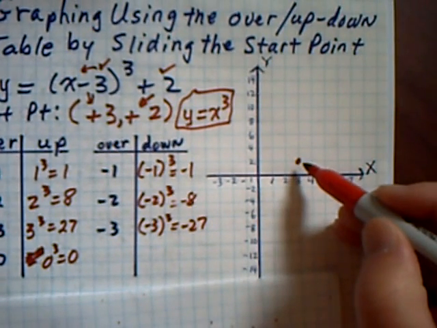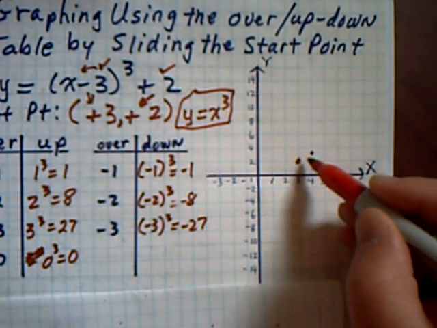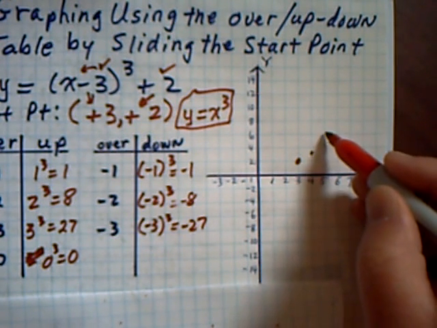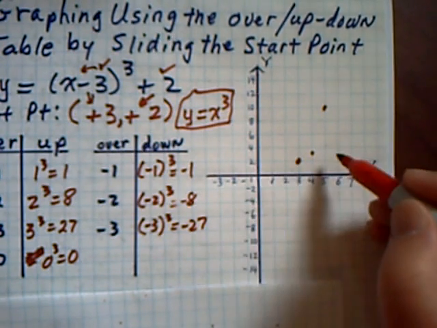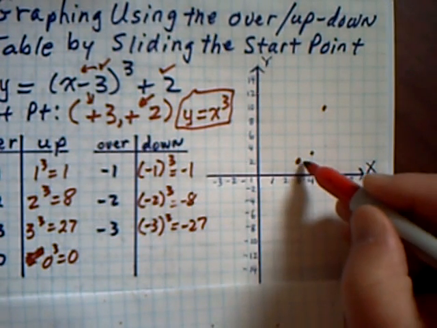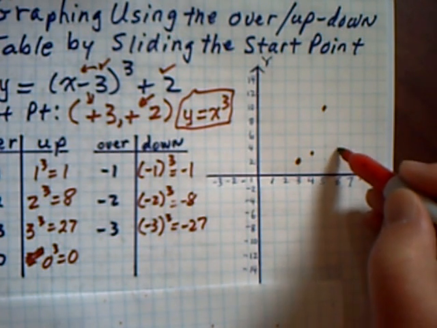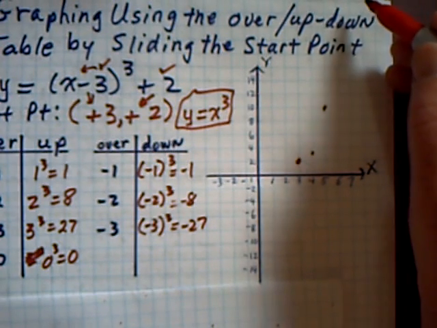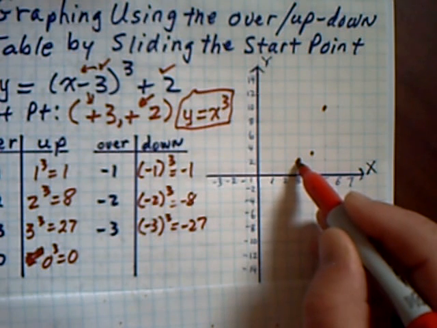So starting with my new starting point, I merely do the following. I go over 1, I go up 1. I go over 2, I go up 8: 2, 4, 6, 8. That's going to take me to 10 because I started 2 above. If I go over 3, 1, 2, 3, I'm going to go up 27: 2, 4, 6, 8, 10, 12, 14, and that's going to take me right off the graph. If I go over 0, I'm going to go up 0.